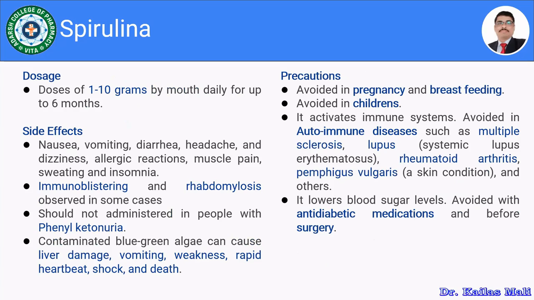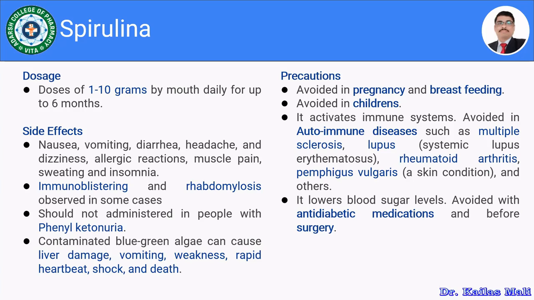So let us move towards the dosage of spirulina. Approximately 1 to 10 grams by mouth daily for up to 6 months. So these are the dosage guidelines given for spirulina. In the market, there are many products available, and I think biscuits of spirulina are also available in the market, in order to promote the health of the patient.